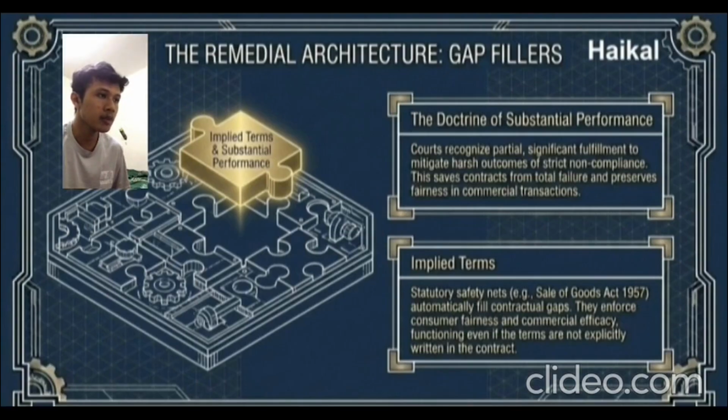The second concept is implicit terms. These are terms automatically inserted by law into contract, even if they are not expressly written. For example, under the Sale of Goods Act 1957, certain protections ensure fairness and commercial efficiency. These terms function as legal safety nets to protect parties and maintain fairness in commercial transactions. Overall, this slide demonstrates how court and statutes help fill legal gaps to ensure justice, fairness, and practical business effectiveness.